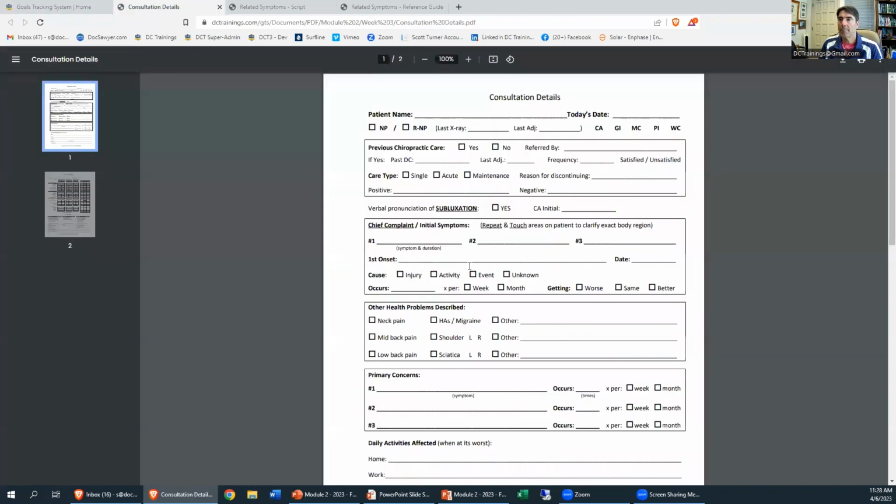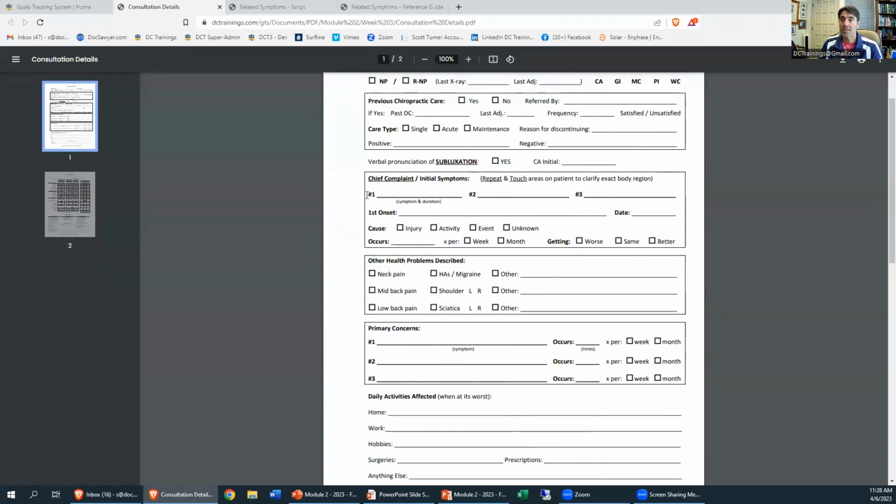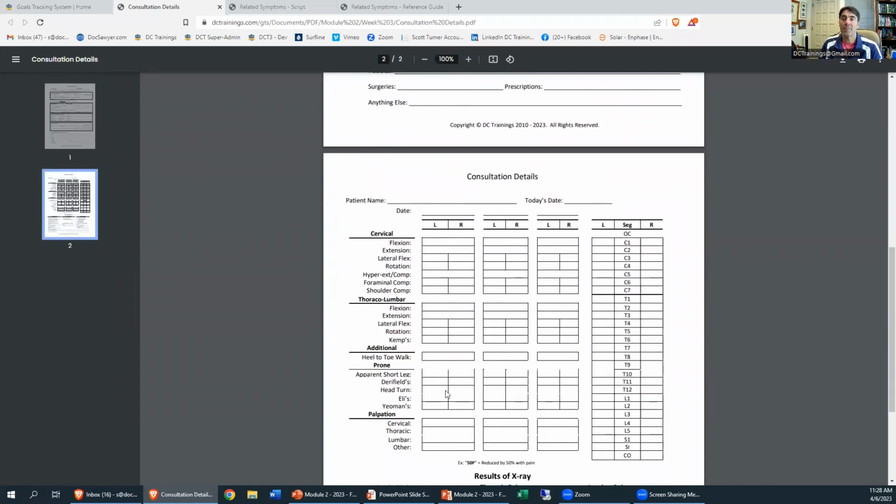All right. So here's the blank consultation details. That's on the website. So you can just print that right off the website. The front side is the consultation and health history, and the back side is the examination findings. So we'll be getting into that in an upcoming section.